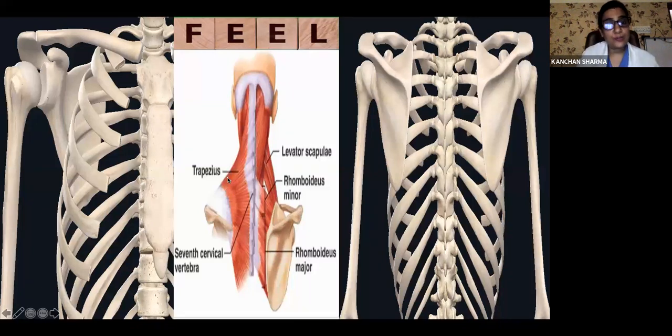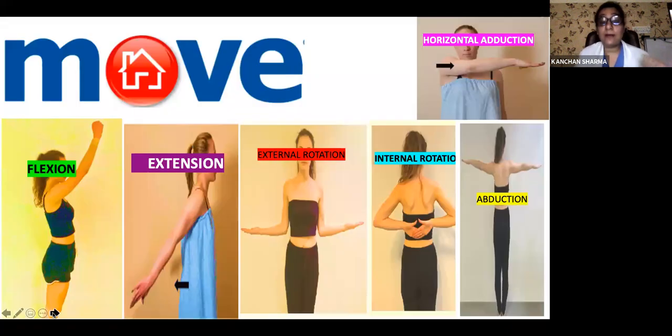And how are you supposed to palpate? If these are the fibers, your palpating fingers should be perpendicular to these fibers, and you will be able to see taut bands in that muscle, meaning something nodular, you will be able to feel there. So in palpation, you need to palpate the bony structures, and along with that, you need to palpate the muscle. Now, these are the ranges of motion.